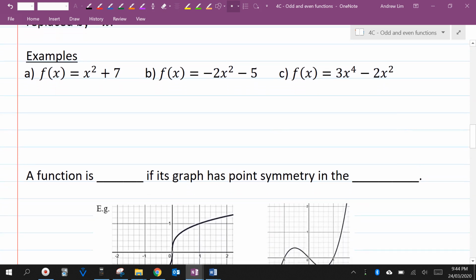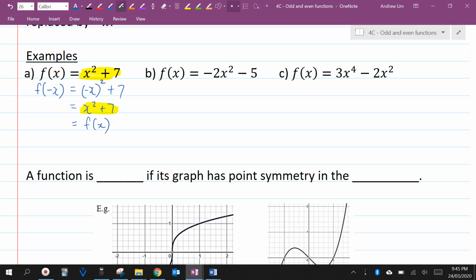So what does that look like? Here's a few examples. f of x is equal to x squared plus 7. Well, what we're going to do is work out what f of negative x is, which means we're going to replace all x's with negative x. So I'm going to replace this x here with negative x, squared, plus 7. And negative x in brackets squared is minus x times minus x, which is positive x squared. And hey, look at that. That is exactly the same as this. So we have f of negative x is actually equal to f of x. They're the same thing. So they will plot the same graph.